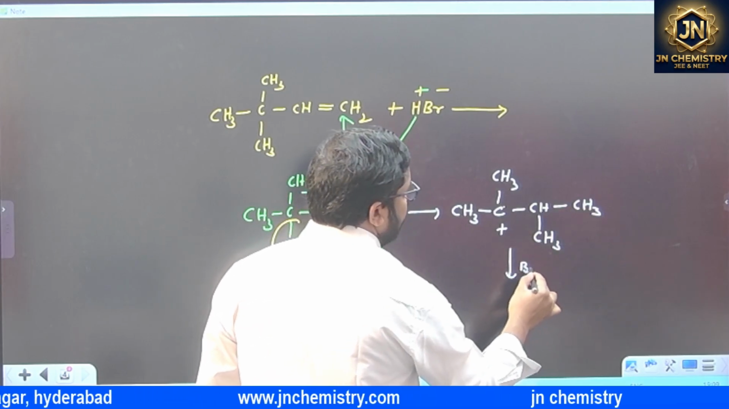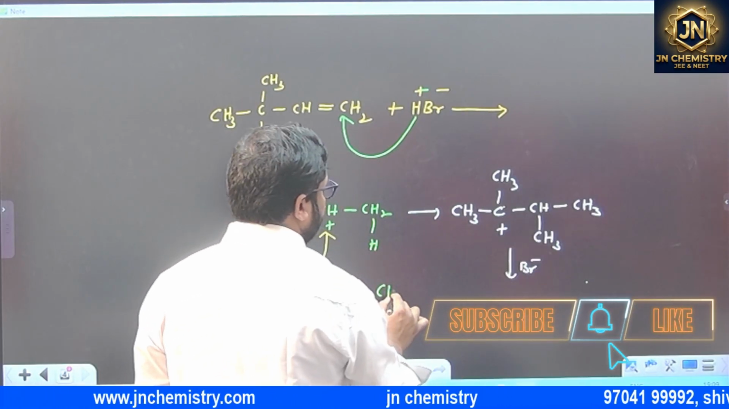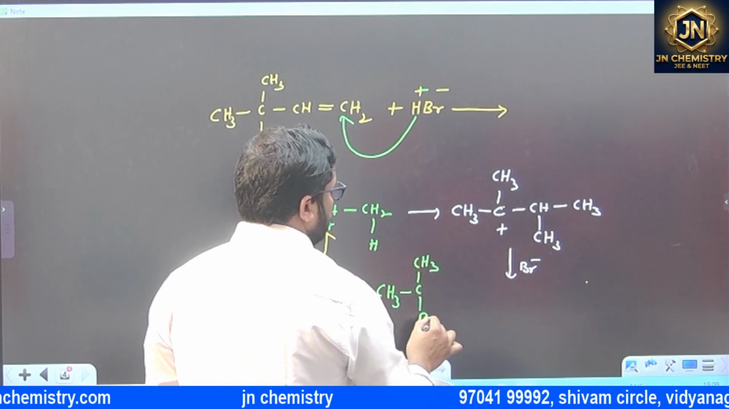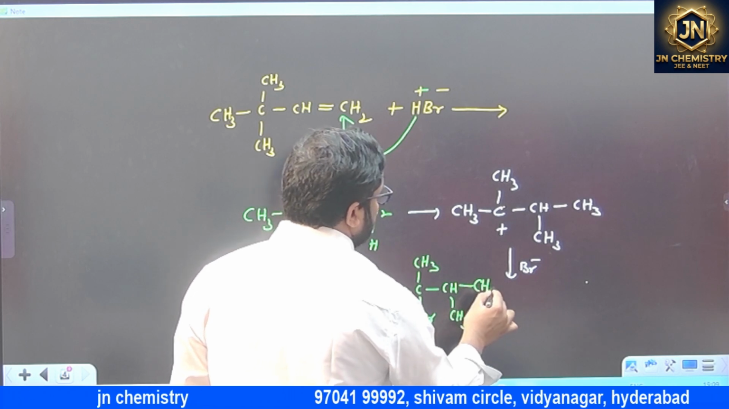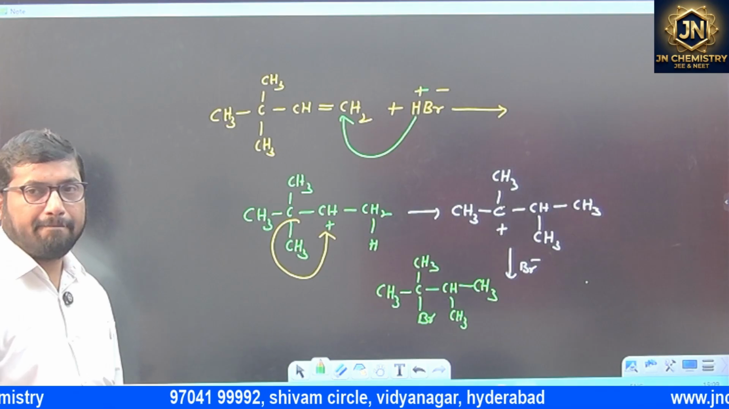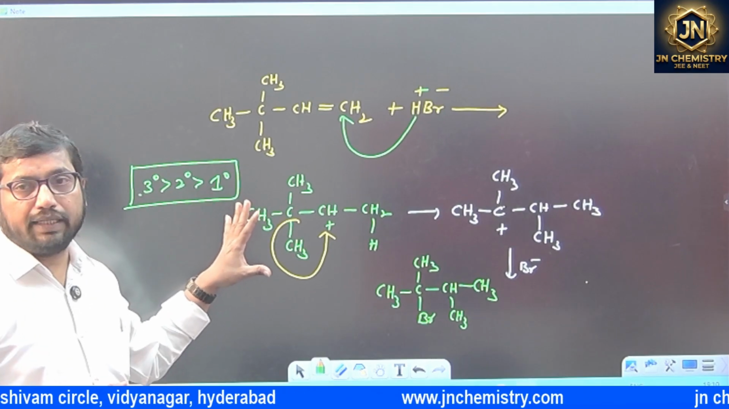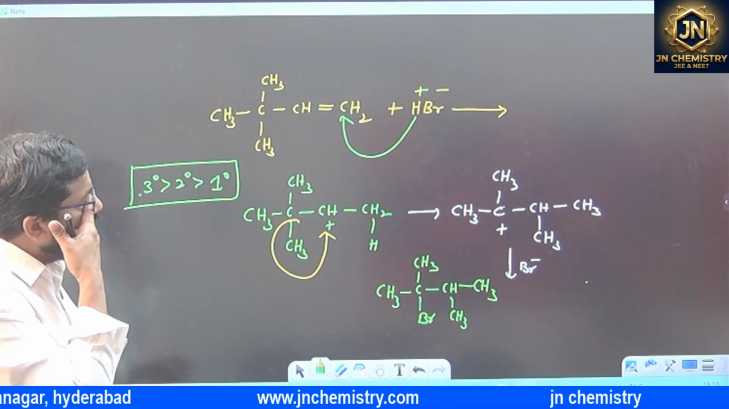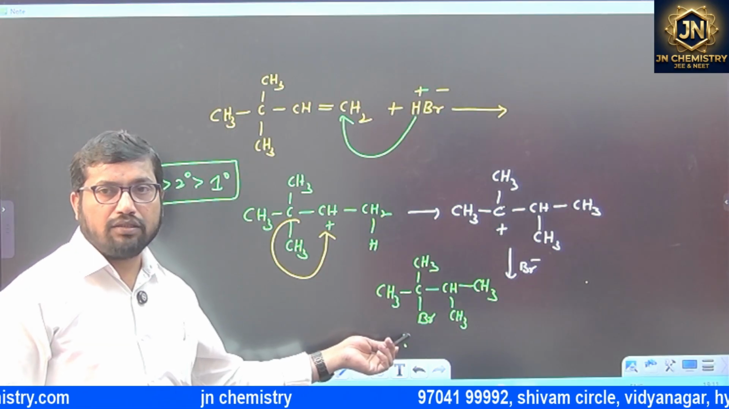Then the Br minus is attacking this particular position. We'll get CH3, CH3, Br, CH, CH3, CH3. So answer D will be the answer. Anybody having any doubts, please let me know. Same example, add water in presence of H plus. Come on, do it. Add water in place of Br, we will get OH.